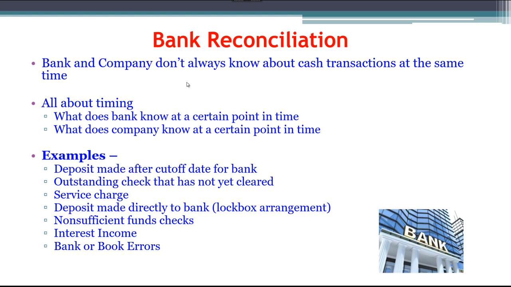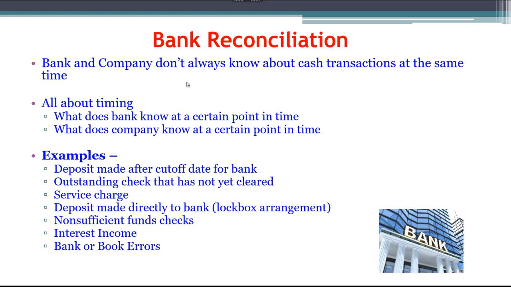And there might be a deposit that was made directly to your bank on your behalf by a customer or someone that owed you money. This is sometimes referred to as a lockbox arrangement. This definitely happens, and the bank knows about it before you do.